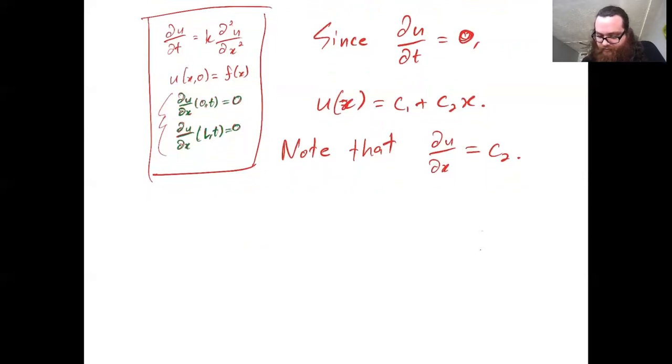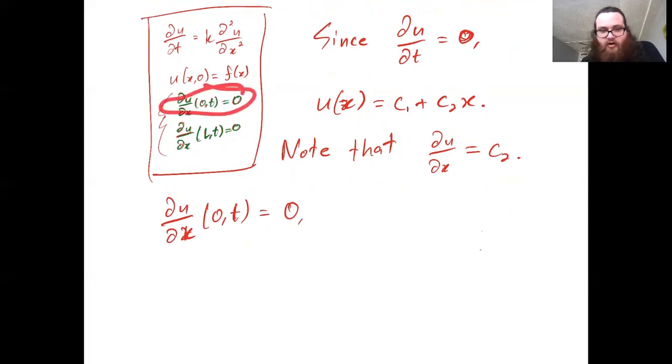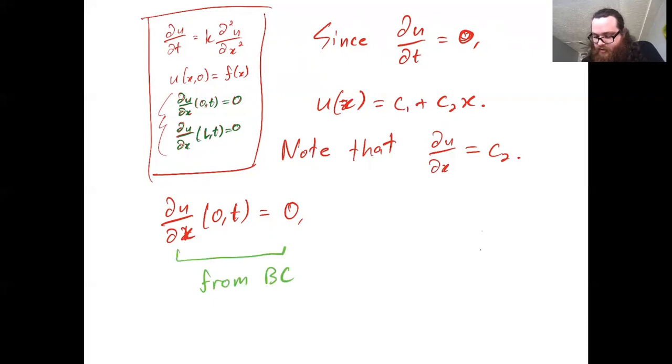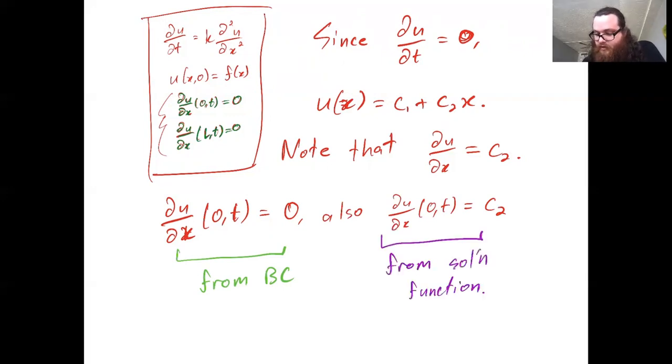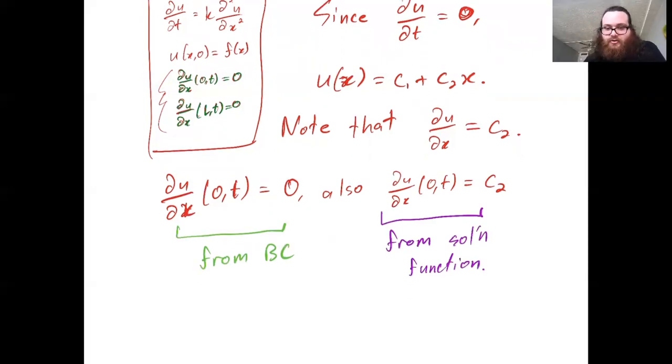Okay, so let's play the same game. So the boundary condition right here, I've just copied it down here. You can say that's from the boundary condition. But we also know that the derivative of u at x is equal to C2, and that's coming from the form of the solution function.